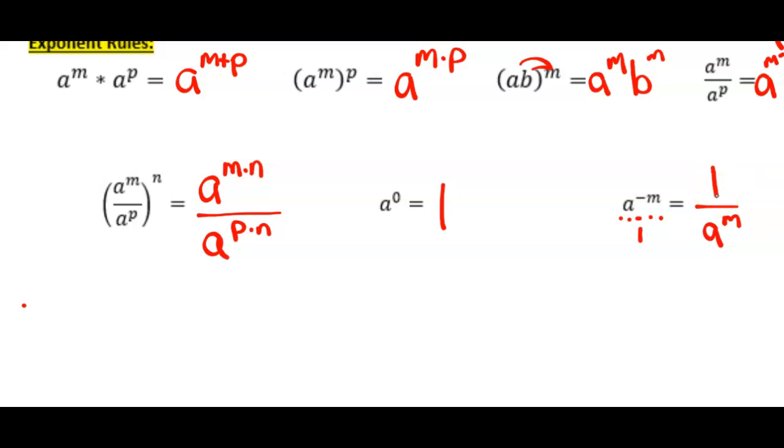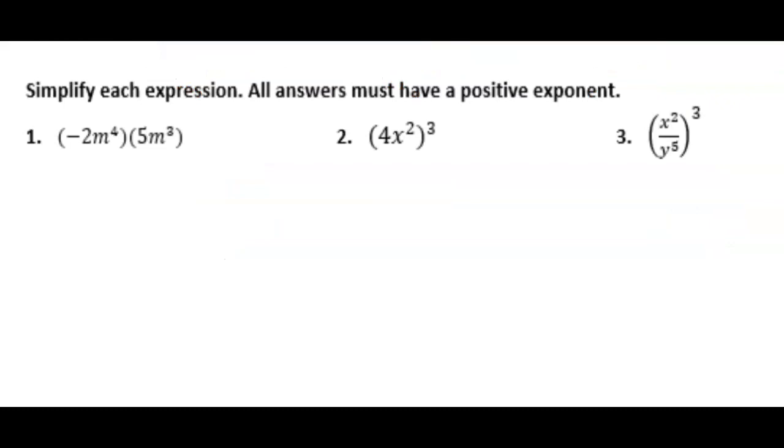So what does that mean for our problems? Well, what do I have to do here? I need to multiply. I'm multiplying. I'm going to multiply my numbers just as is. But my M times my M, what am I going to do with my 3 and my 4? I'm going to add them together. I'm sorry, I said second rule. I meant first rule. Okay, negative 2 times 5 is negative 10. M to the 4 plus 3 gives me 7.